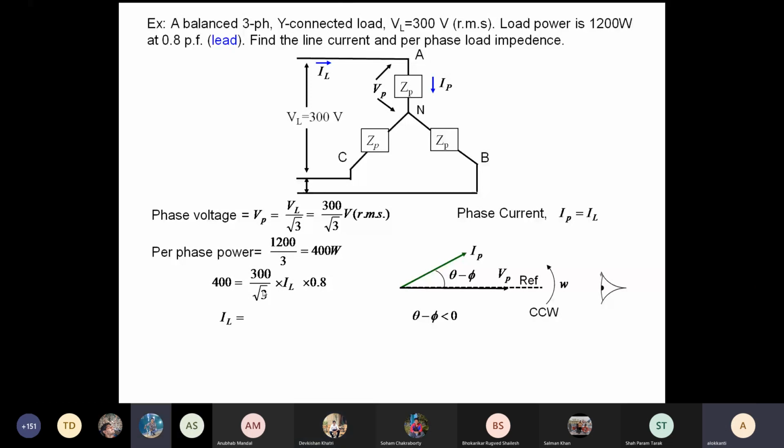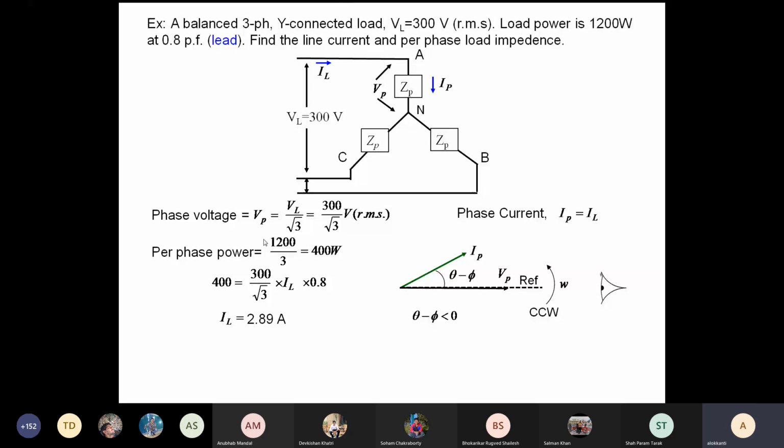IL is 2.89 ampere, at 36.87 degrees. So this is the load current, and since this is a star connected load, this is the same as the phase current. This is the magnitude of the load current.